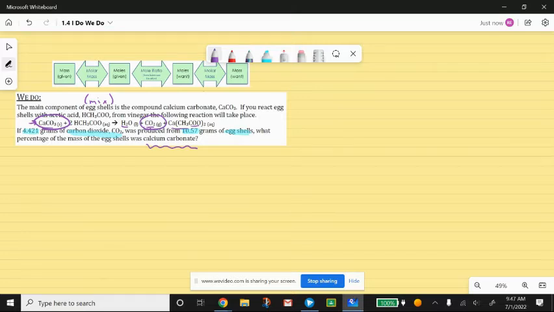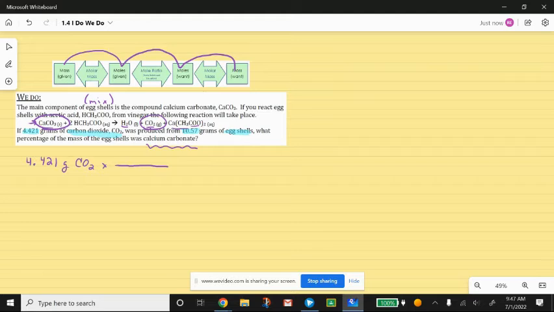Keeping that in mind, if we have 4.421 grams of CO2 produced, we can use stoichiometry to go from mass of CO2 to moles of CO2 to moles of calcium carbonate, and then find the mass of calcium carbonate. Let's go ahead and do that. We know that 1 mole of carbon dioxide has a mass of approximately 44.01 grams.